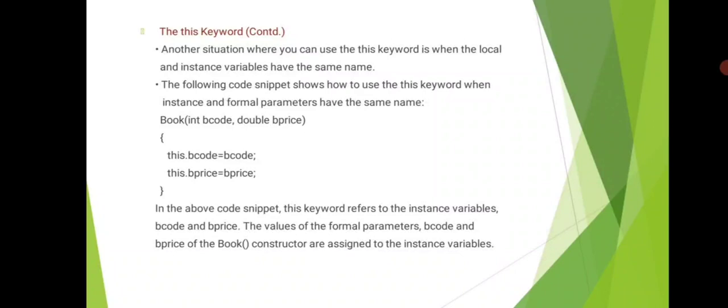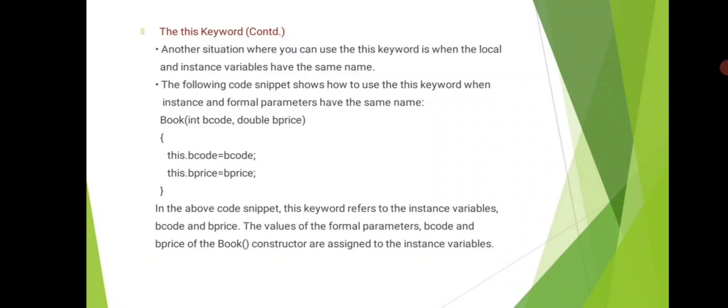Book is a constructor which has two arguments, int bcode and double bprice. In that, we are initializing the values, right? So we are storing bcode and bprice. Here the instance variable names are also bcode and bprice, and the formal or local argument names are also bcode and bprice. If both names are the same and we write this code without using this, it will give an error.